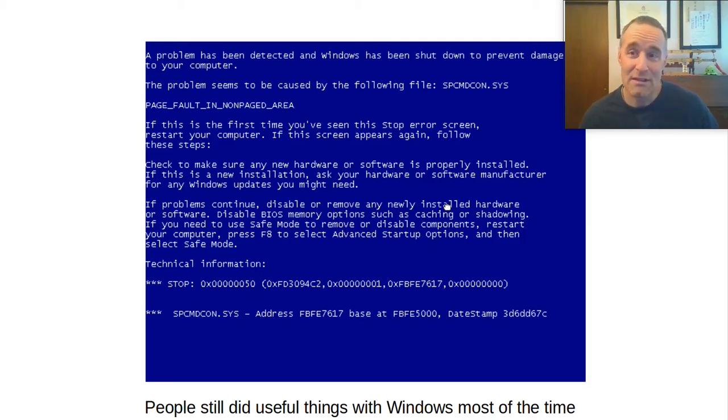There were some bugs, and when the bugs happened, well, we rebooted, or we sent a note to Microsoft and hoped they fixed it in the next release. We still got work done. It didn't prevent all actions. It was just an inconvenience, although sometimes it could be pretty severe.